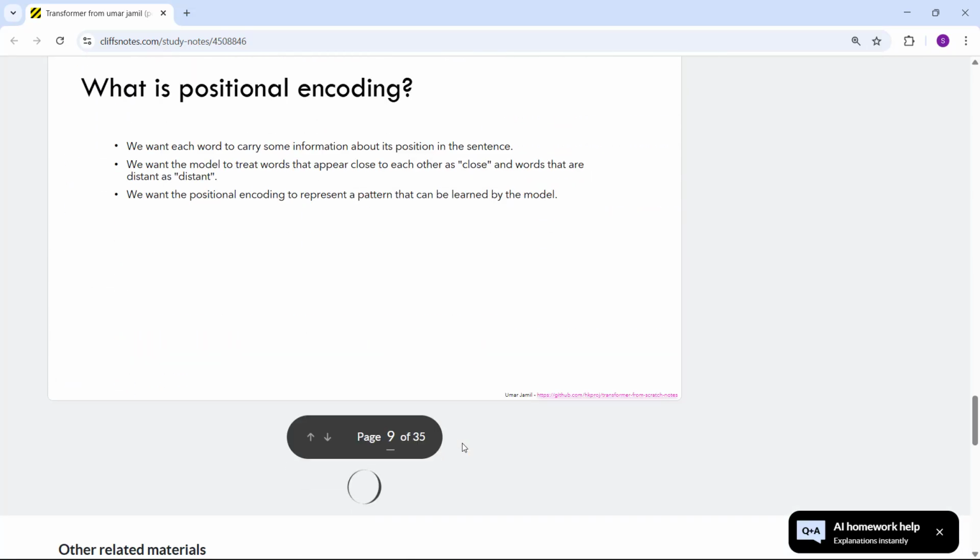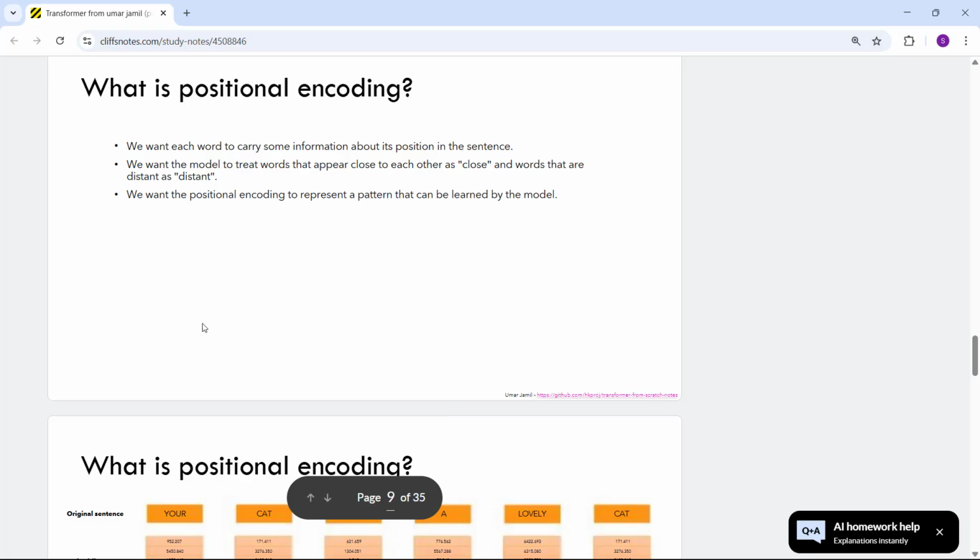Right? So what is positional encoding? With positional encoding, the model not only knows the context of the word, it also understands the position information of the word. So what is positional encoding? We want each word to carry some information about its position in the input sentence. And we want the model to treat words that appear close to each other as close, and words that are distant as distant, like we saw in the other example, right?